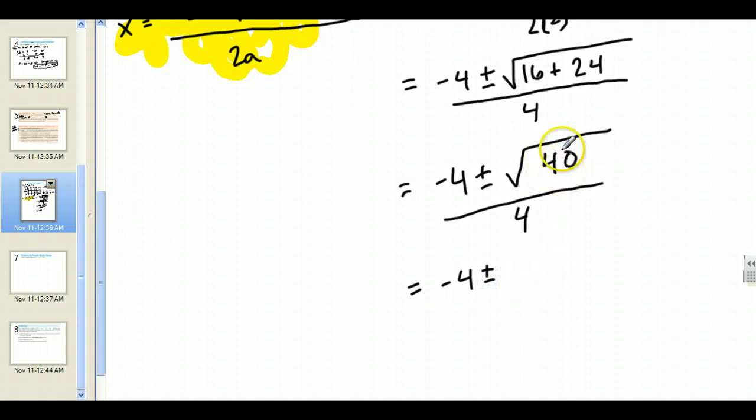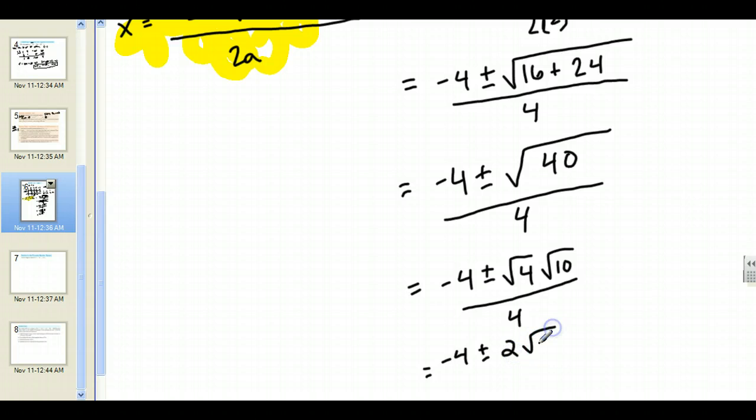And you need to learn how to simplify radicals. So 40 is not a perfect square, but 4 is, and 4 divides 40. So I can rewrite the square root of 40 as the square root of 4 times the square root of 10. And then say that the square root of 4 is 2, so that's 2 times the square root of 10 over 4.